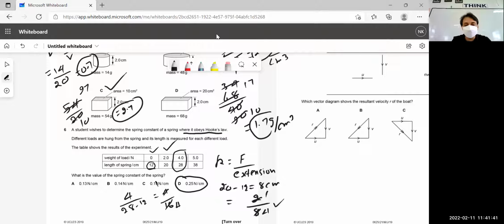And if you're thinking, sir, what about if I take the last value? In the last value, you can see that the extension is not proportional. As per the question, it obeys Hooke's law, and Hooke's law is obeyed here up to 4 Newton force. When you take 38 minus 28, it is 10. The extension is more as compared to the weight. So that's why you can find the answer of question number 6 either by taking this value or this value.